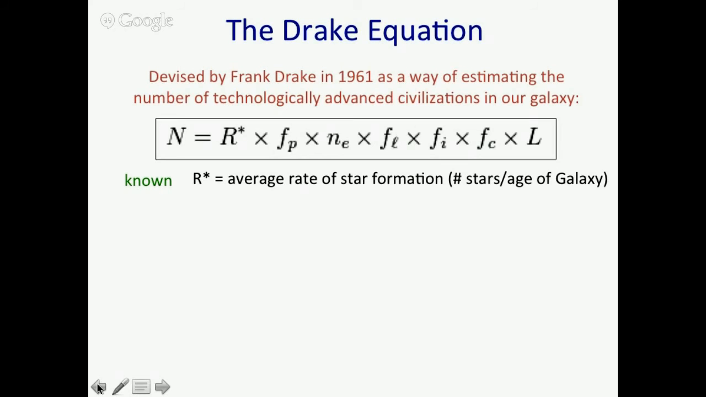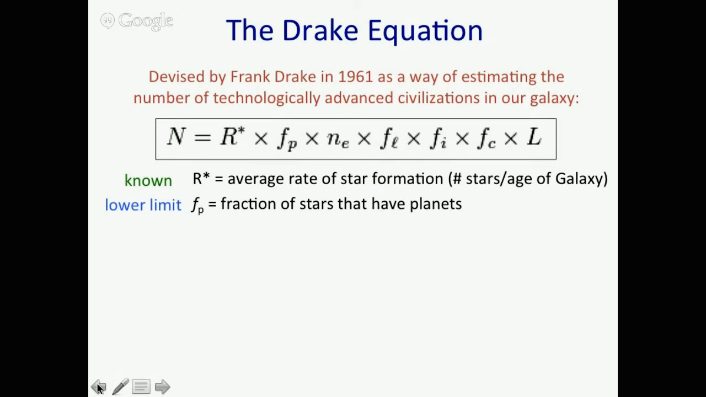But we can also ask this in the sense of how many stars are formed every year, right? Because every year you form some stars, every year there are some civilizations that exist, and that'll give you some idea of the number of civilizations. So this is a number that's known, the average rate of star formation in our galaxy. It's something like 20 stars per year. So that gives us a starting point for at least places to look for planets.